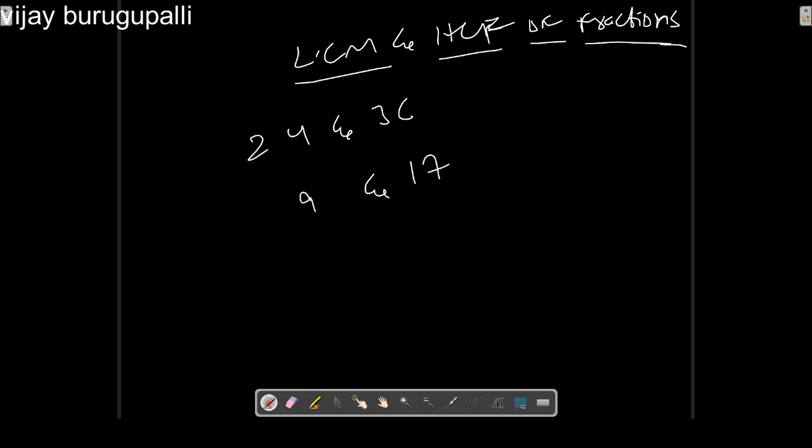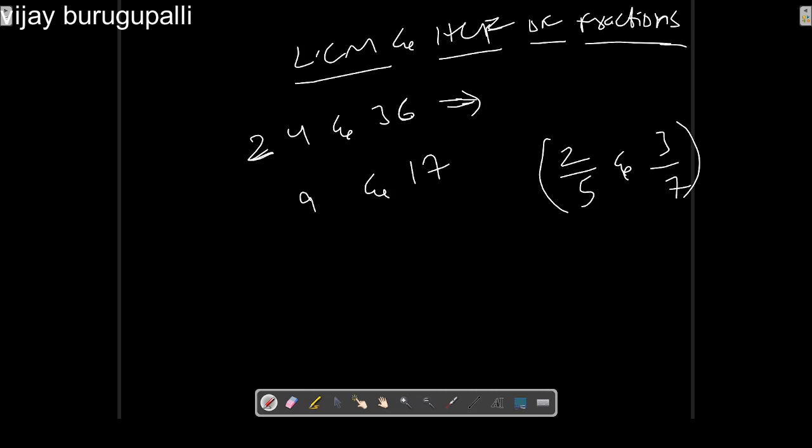But in this video we are going to discuss LCM and HCF of fractions. Finding the LCM of 24 and 36 is easy and we already discussed it. But what if we need to find the LCM and HCF of fraction numbers? For example, if you have numbers like 2 by 5 and 3 by 7, and we need to find the LCM and HCF of these two numbers.